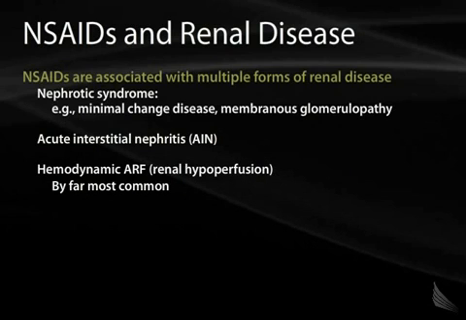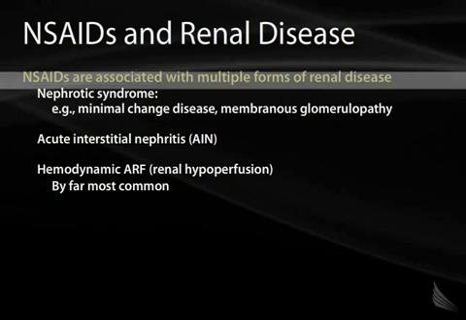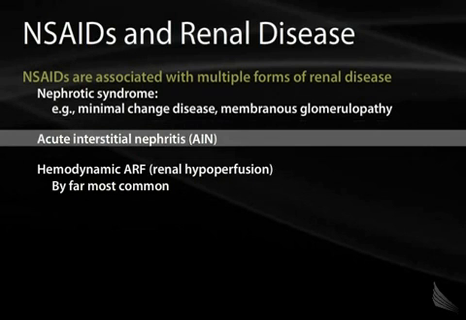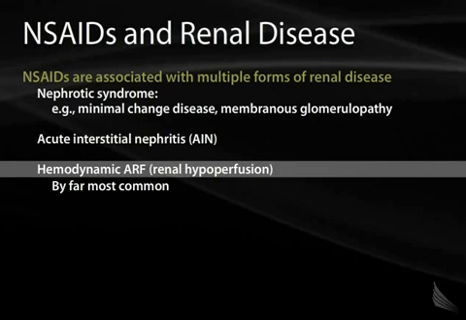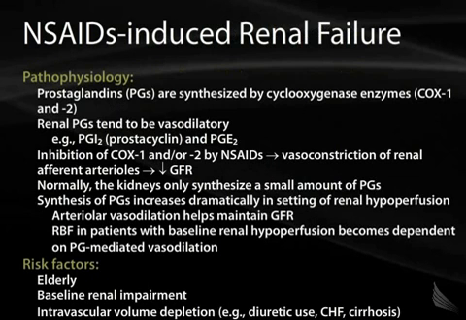One important fact about nonsteroidals. Nonsteroidals are associated with multiple forms of renal disease, including nephrotic syndrome, as we said, minimal change disease or membranous disease, acute interstitial nephritis, as well as renal hyperperfusion from inhibition of prostaglandins. The third, the hemodynamic alterations of nonsteroidals, are perhaps the most commonly seen clinically, but it's just important to remember that nonsteroidals are associated with multiple forms of renal disease.